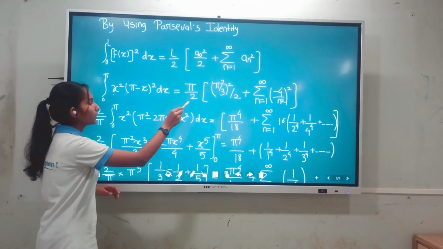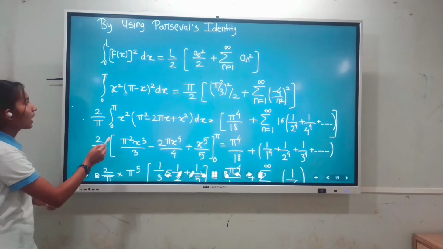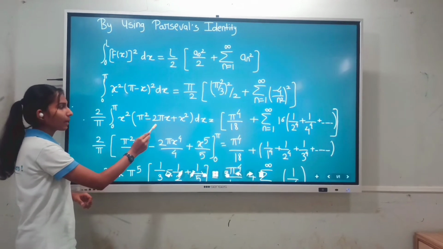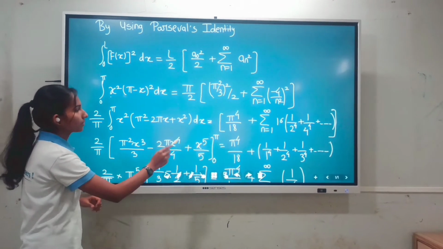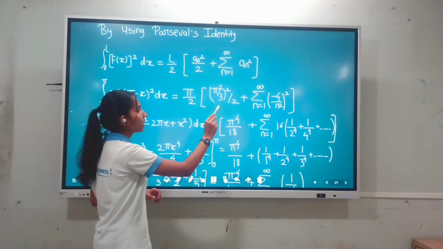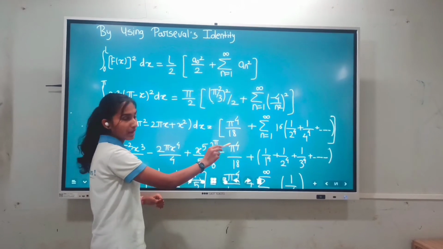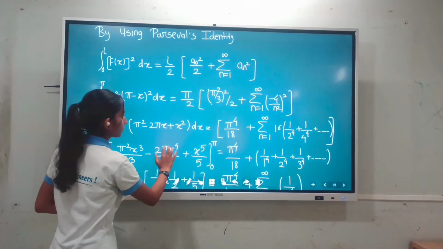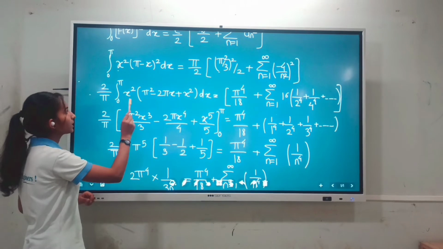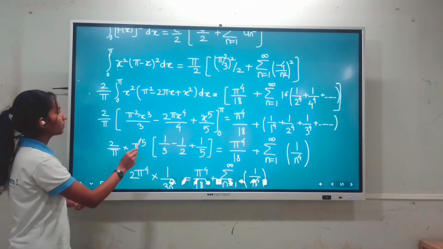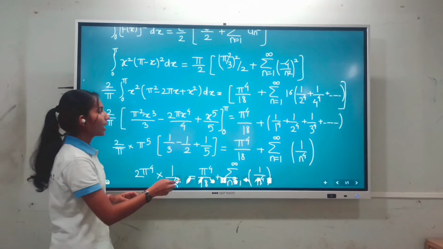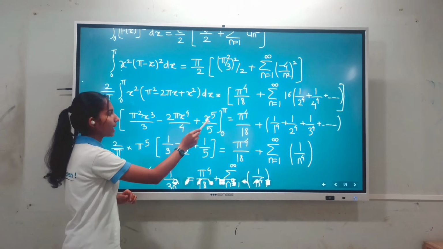Now we will shift pi by 2 to the LHS, and it will become 2 upon pi, and we will expand this (pi minus x) whole bracket squared, and it will become pi squared minus 2 pi x plus x squared. This will become pi raised to 4, and the square of 3 will become 9, and it will multiply by 2, and we get 18. Now we will multiply x squared inside the bracket and take the integration of this whole term, and it will become pi squared x cubed by 3 minus 2 pi x raised to 4 by 4 plus x raised to 5 by 5, where the limits are pi and 0.